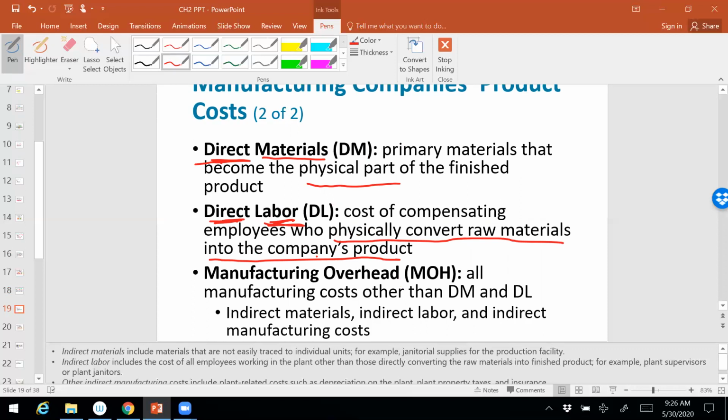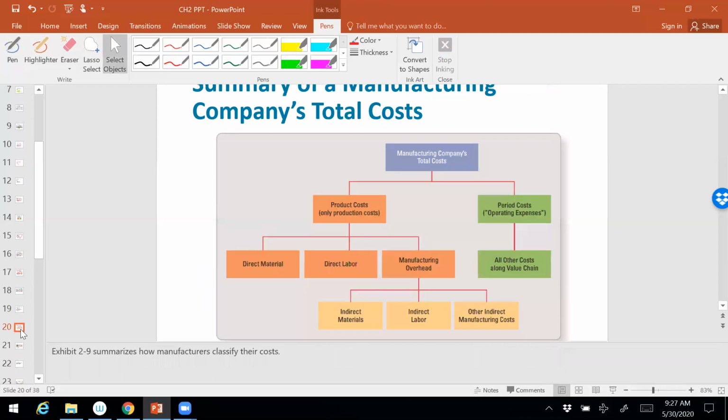And then what is manufacturing overhead? Those are all the manufacturing costs that are not direct labor and not direct material. So you have indirect material, you have indirect labor, and then you have all the other indirect manufacturing costs. Okay, you said, oh my goodness, I'm so dumb, I don't know what that is.